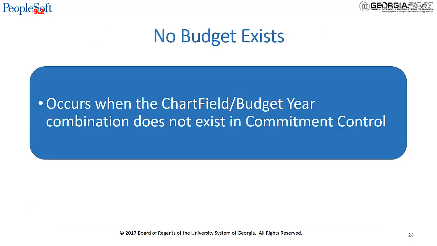The next error is the no budget exists error. This error occurs when the chart field budget year combination does not exist in commitment control.